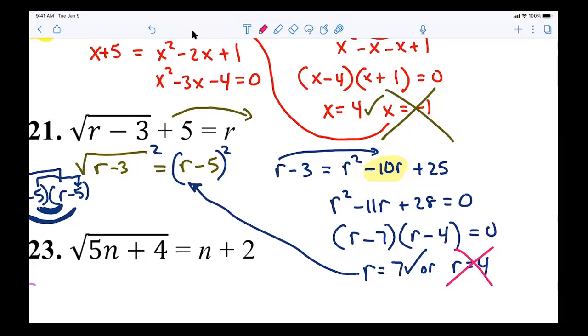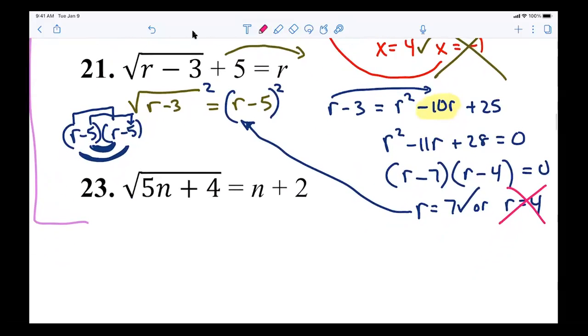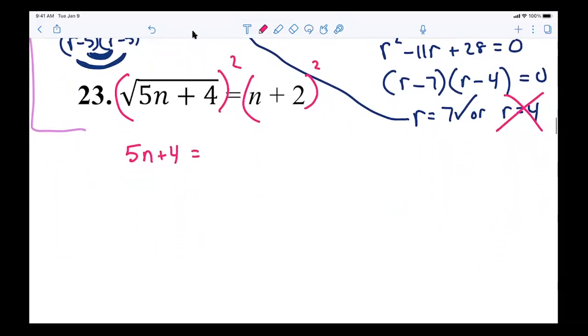All right, here we go. One more. Let's go. Now, what am I going to do here? Square. When I square the left side, it becomes 5n plus 4 equals. Now, come on. This is the third time now I'm asking you to square n plus 2 squared. Wow. Thank you. n squared plus 4n plus 4. Beautiful. Anybody have any issues with that?